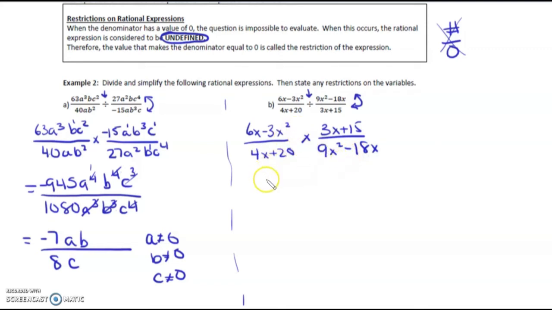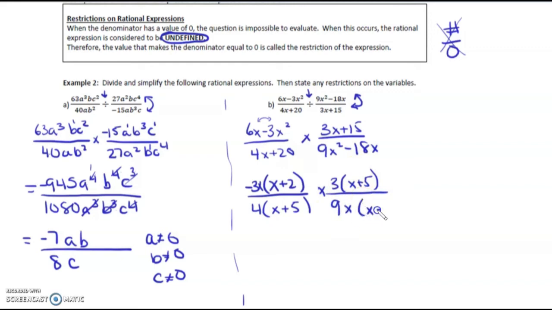Now let's factor. What can we factor out of the first one? Let's factor out negative 3. I'm going to actually switch these in the same step. Negative 3x, we're left with x plus 2. And I'm going to factor out 3, we're left with x plus 5. Multiplied by, I'm going to factor out 3, x plus 5. And in the denominator, I'm going to factor out a 9x, and we're left with x minus 2.